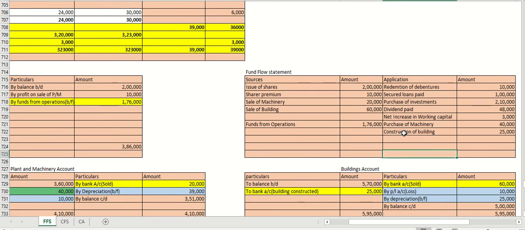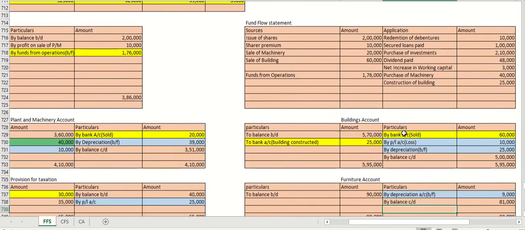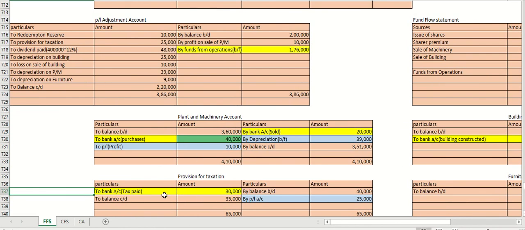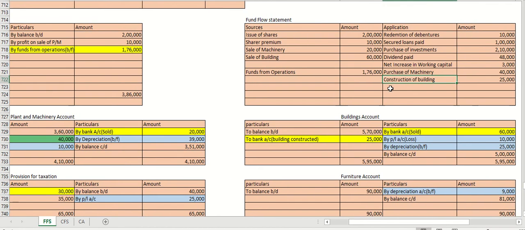Next we'll move on to the furniture account. In the furniture account, we don't have any sales or purchases. If you move on to the provision for taxation, it is to bank account rupees 30,000, which is the tax paid. So we'll account that as tax paid, 30,000. Now we will see if we have accounted everything and if our fund flow statement is tallying. Our fund flow statement is exactly tallying, so our answer is correct. We'll move on to the next question.